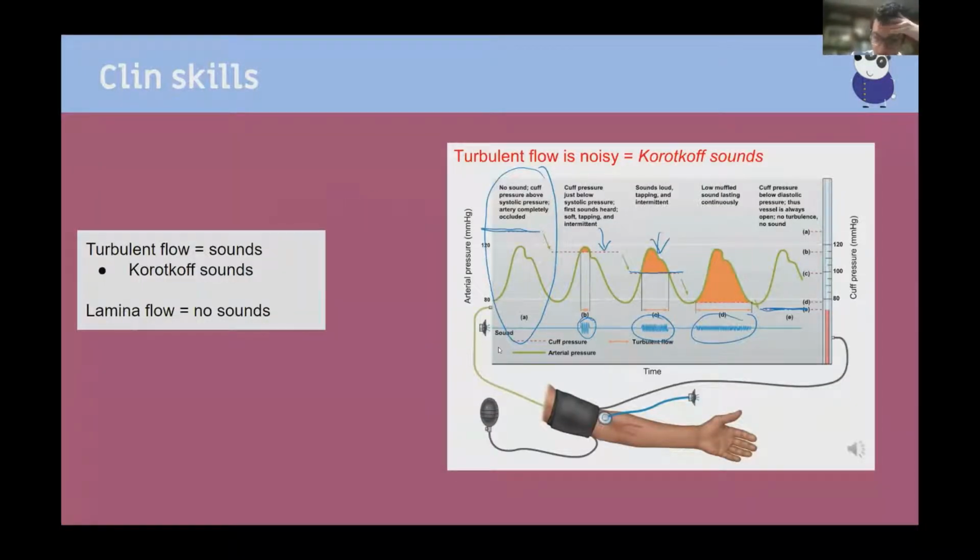So in clin skills, this might look familiar to you when you took some blood pressure, and now we're going to actually be discussing why that really works. So when you have a really, really high pressure, you've pumped the cuff to as much as it can, there's a lot of tension on the blood vessel. The blood vessel is not patent. The pressure has compressed the blood vessel closed, so there's no blood flowing through. Then slowly you're going to let air out, and eventually the cuff pressure will be just below systolic pressure.